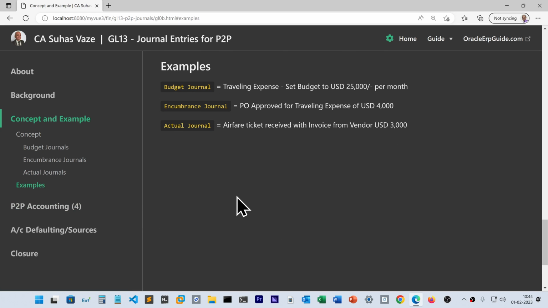Some of the examples are like setting a budget of USD 25,000 per month. This will create budget journals. An encumbrance journal would be a PO approved for traveling expense, USD 4,000. And an actual journal will come when we receive an invoice from a vendor. Let us say an airfare ticket is received with the invoice for USD 3,000. So we will create an AP invoice and an actual journal will be created from that.